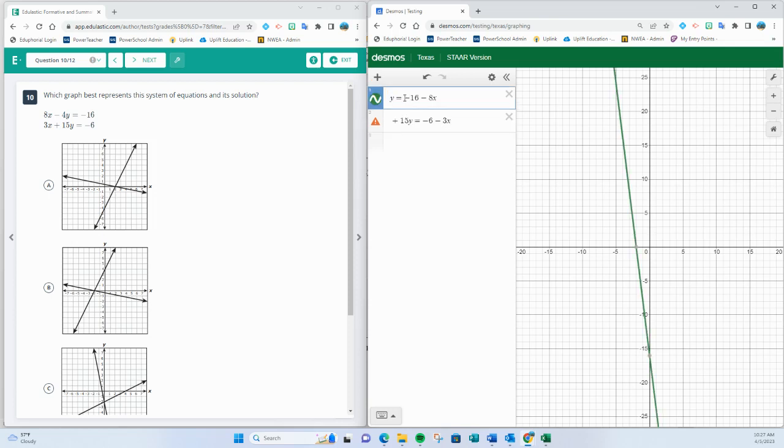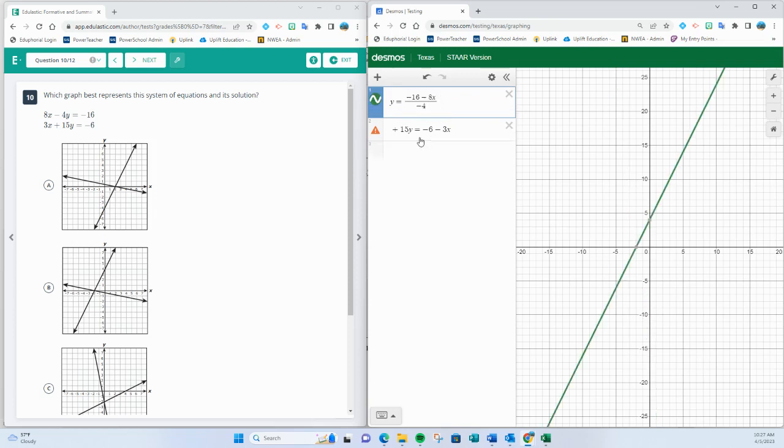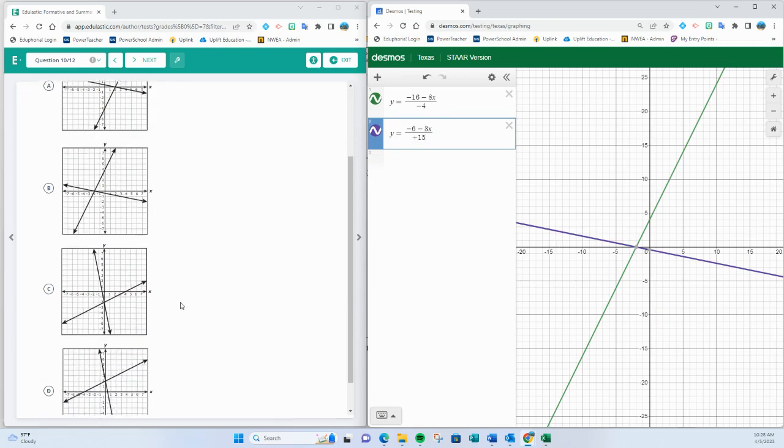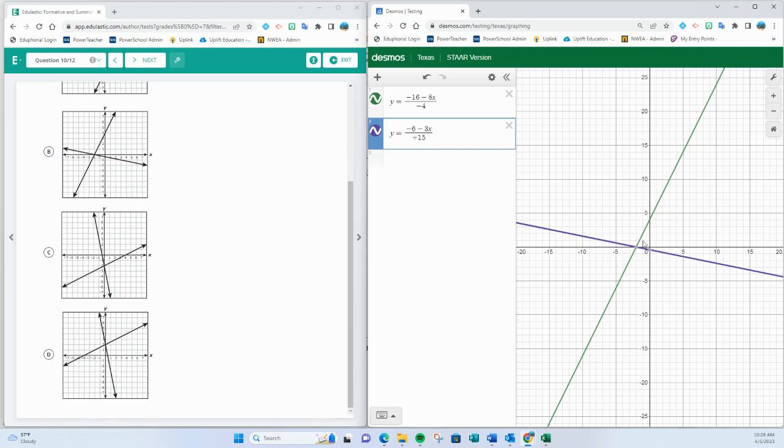So take the coefficient of y and divide the right-hand side by the coefficient. I've gotten pretty fast at this. Now I can see, oh, okay, this picture looks like that picture.